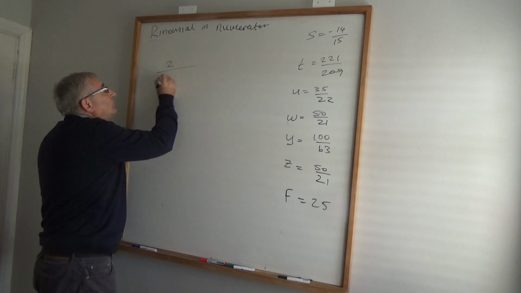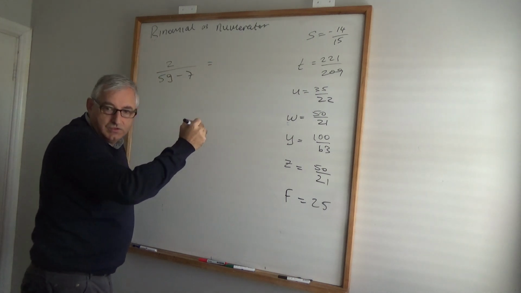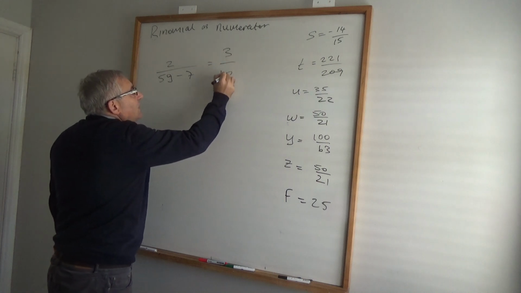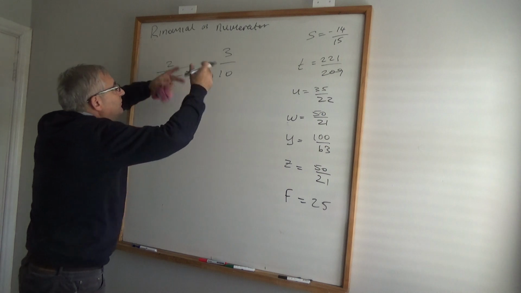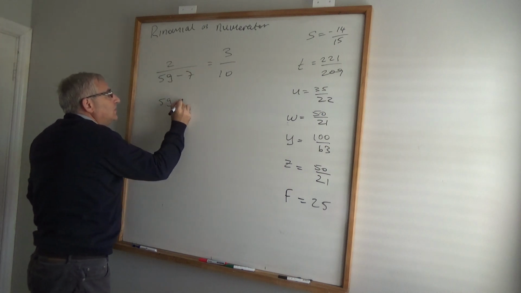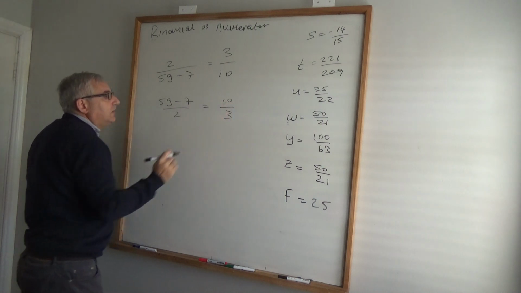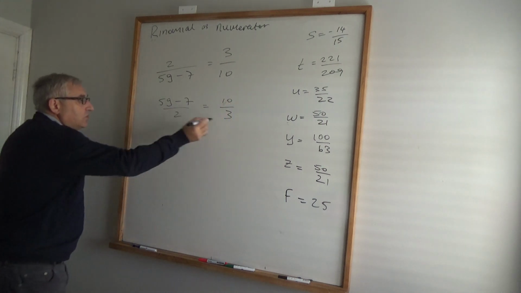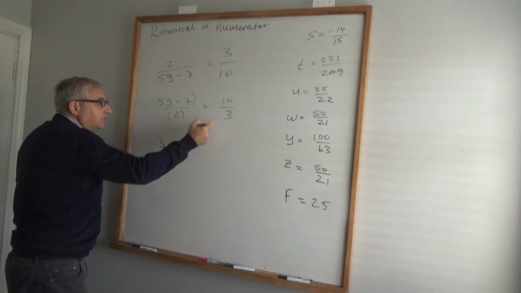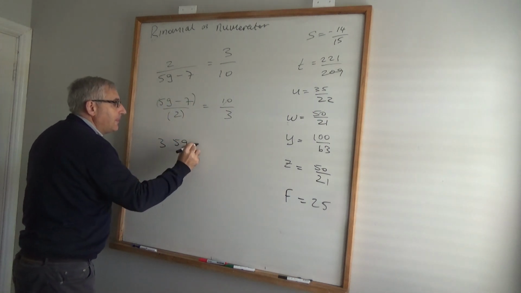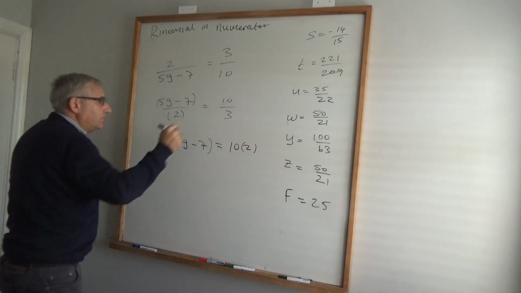So 2 over 5g minus 7 equals 3 over 10. So what should we do first? We don't like that he's downstairs. Let's flip them both upside down. Okay, now we'll cross multiply. We put both of these in brackets if you like, and we'll have that coming up, and the 2 going up.